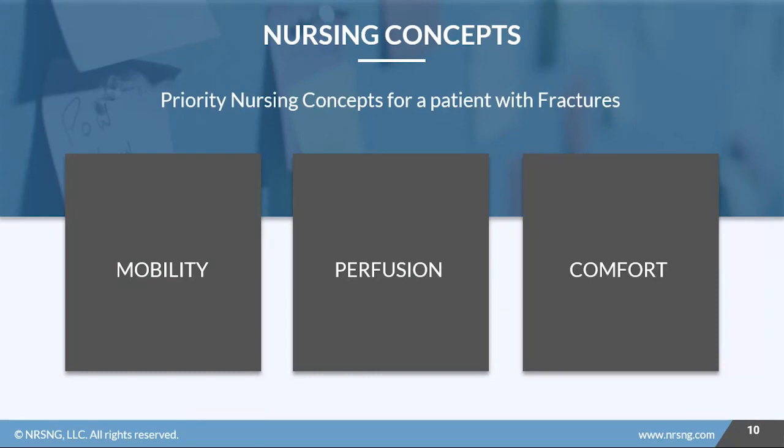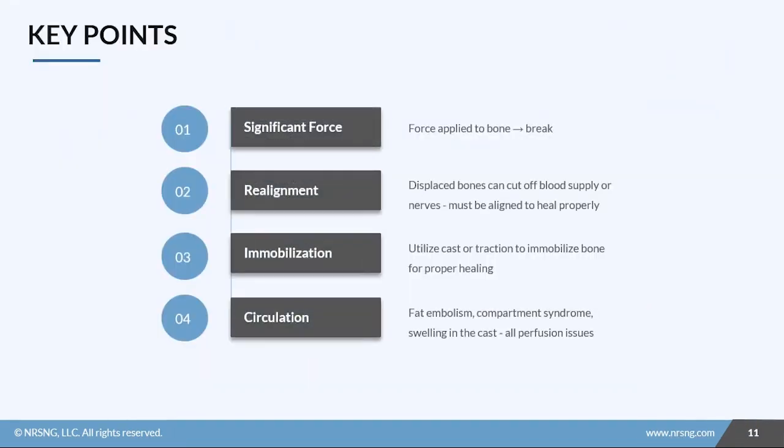Now, this should be pretty obvious to you by now with everything we talked about, but the priority nursing concepts for a patient with a fracture are mobility, or specifically alignment and immobility of the fracture, perfusion because of the risk for impaired circulation distal to the injury, and of course comfort because we want to address any pain that the patient has. So just to recap quickly, fractures occur when a significant force is applied to the bone and causes it to break. We want to make sure the bone gets realigned because displaced bones can cut off blood supply or even nerves. So they have to be aligned properly to heal. We want to immobilize them for proper healing because the more they shift around, the longer it's going to take for it to heal.